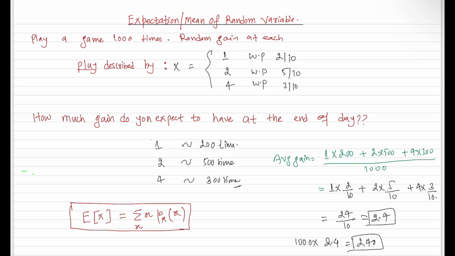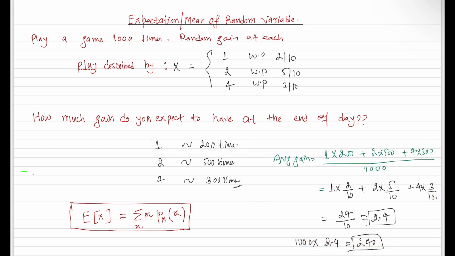Although the random variable is not taking this 2.4 value, you should have a clear understanding about the average. Average is something that represents some kind of summary of a group of data, right? So this 2.4 is telling that if you play this game 1000 times, you will make a gain of 2.4 rupees each time on each trial, right? So if you play this 1000 times, you can expect that you will win 240 rupees, or you will have a gain of 240 rupees, right?